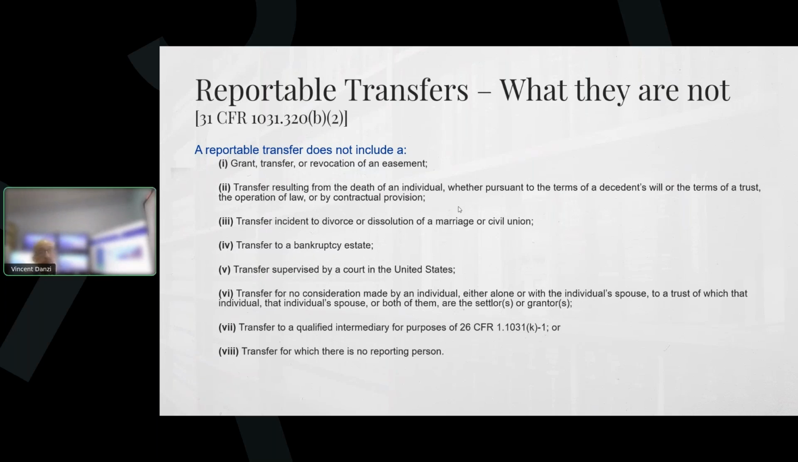And then lastly, a reportable transaction does not include a transfer for which there is no reporting person. And that is something to consider when we start talking about the reporting person cascade. Because unlike the geographic targeting orders, this filing requirement is not natively the title insurer's responsibility. And so you could actually have situations where there is no reporting person. Even if the transfer was otherwise reportable, you could have situations where there ends up not being a person who would be identified in the reporting cascade, and that can become a justification for not reporting.